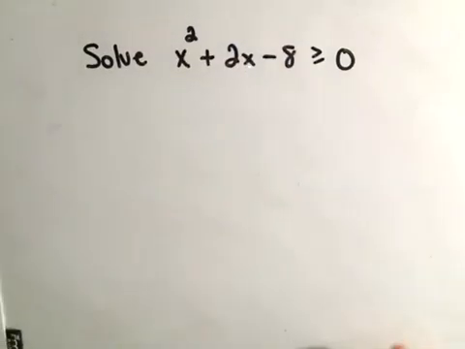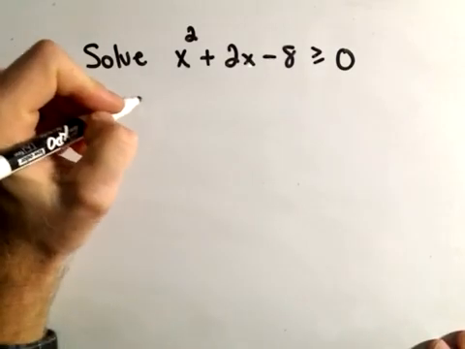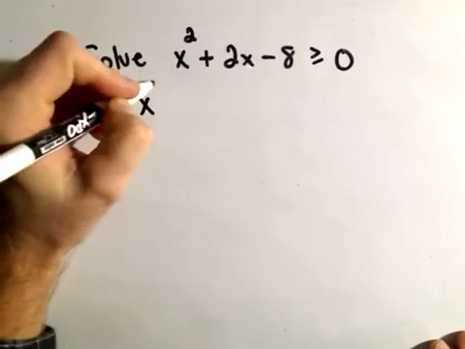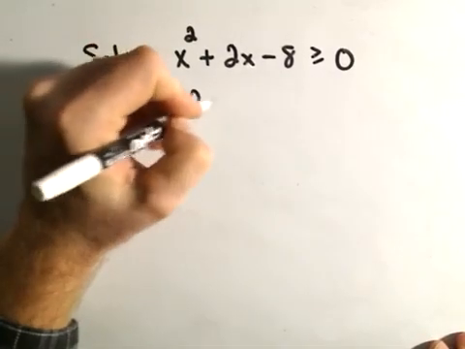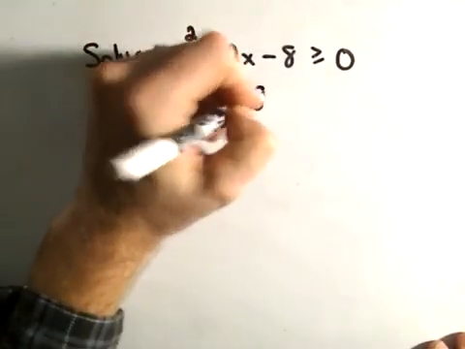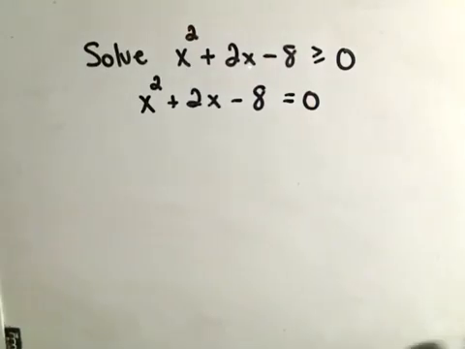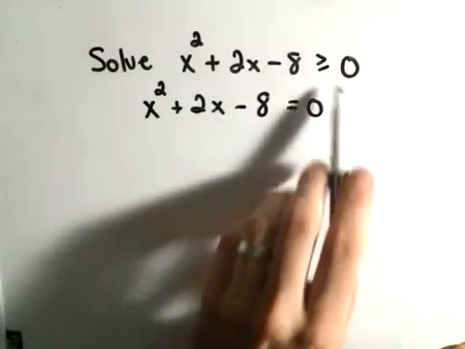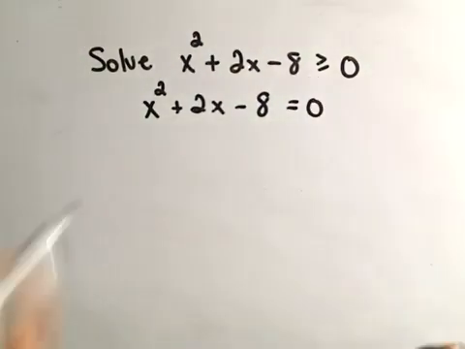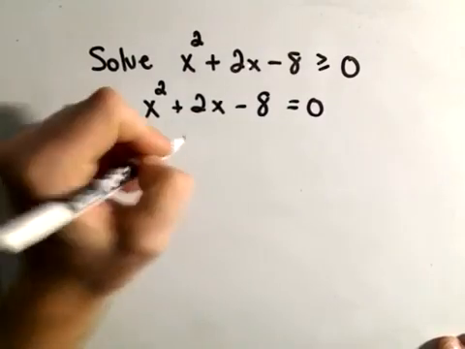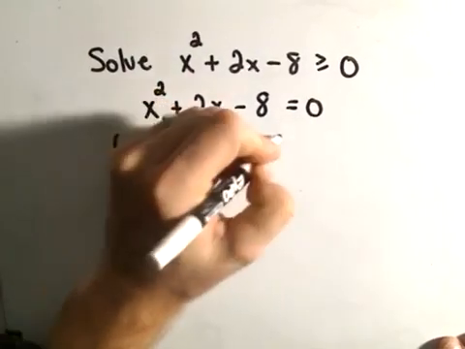Okay, so suppose we have x squared plus 2x minus 8. I'm going to factor this. Well, first we'll turn it into an equation. So x squared plus 2x minus 8, we'll just make it equal to 0. It doesn't matter what your inequality is, just make it equal to 0. And then I think we can factor this one.